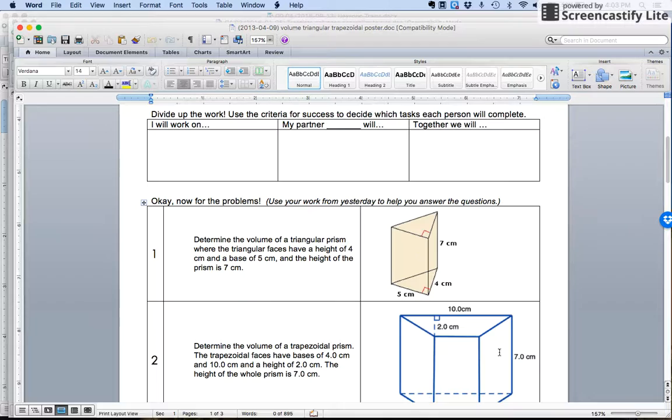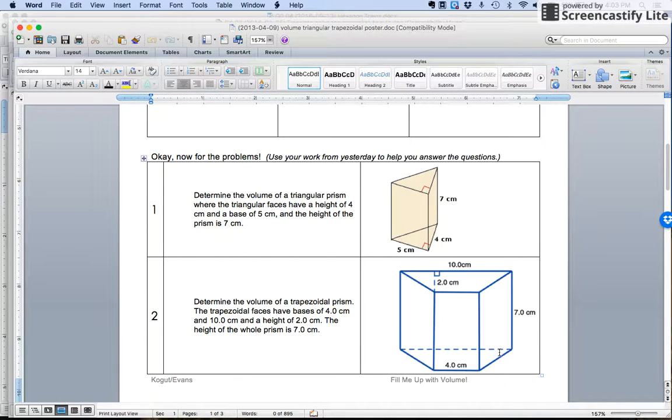Students were assigned to different problems intentionally, and they were assigned into groups based on their skill level. So students who were a little bit more comfortable with the calculations had the trapezoid because it looks a bit funnier, the numbers are a little bit more challenging, and students who were less competent with the calculations had the triangle because there are fewer numbers. It seems a bit more straightforward, it's a more familiar shape.